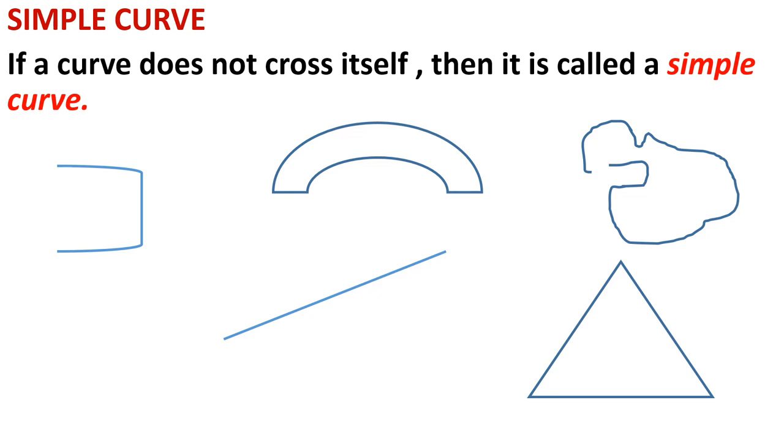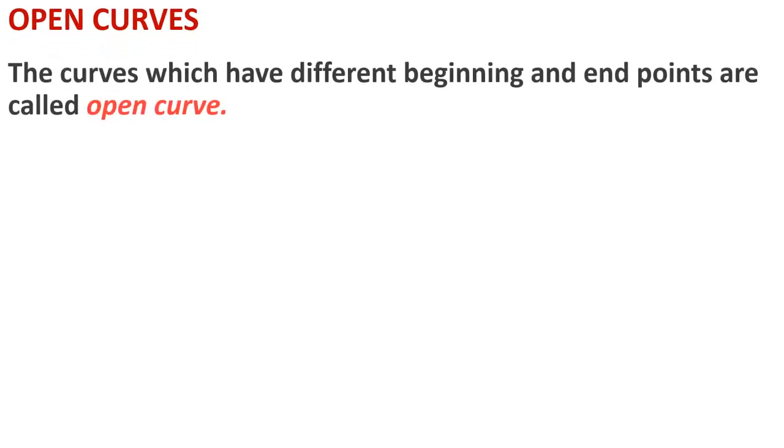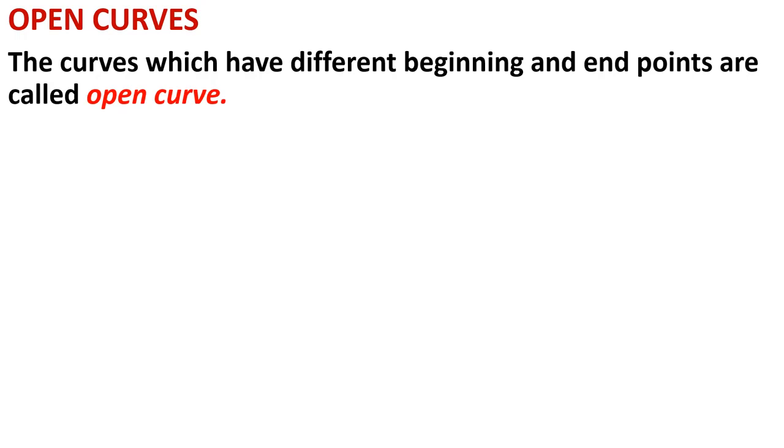Now see, next is open curve. The curve which has different beginning and end points is called an open curve. Normally, when the definition of an open curve is asked, students give the answer: a curve which is open is called an open curve. But no, it is not like this.